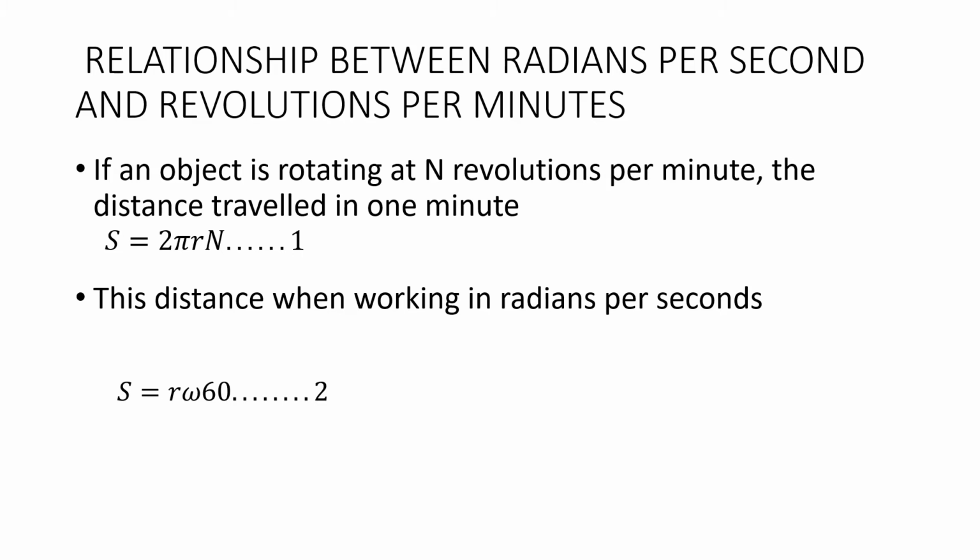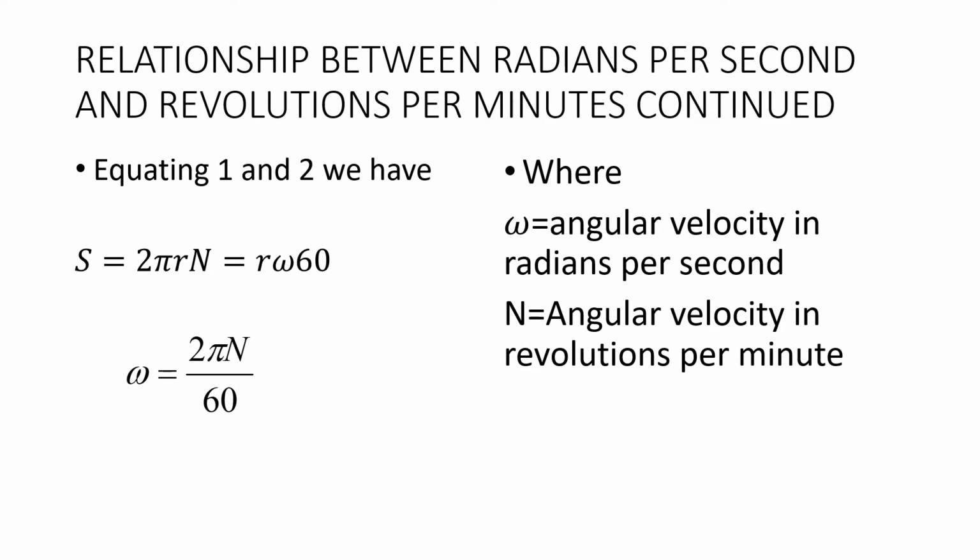So equations 1 and 2 are equal, and you can equate them. S is equal to 2πrn, which is equal to rω times 60. So omega is equal to 2πn over 60. That is the relationship between the velocity in radians per second and the number of rotations in revolutions per minute. N is the angular velocity in revolutions per minute, and omega is the angular velocity in radians per second.